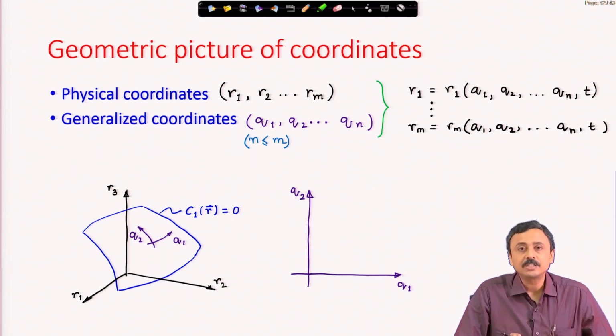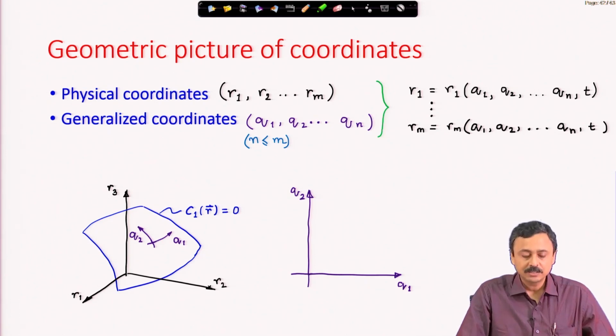Therefore, the space of the generalized coordinates, which is the configuration space, is represented in this particular situation by q1 and q2. This is the configuration space of the system. This is how we visualize the physical coordinate space, the holonomic constraint, and the generalized coordinate space or the configuration space of the dynamical system.